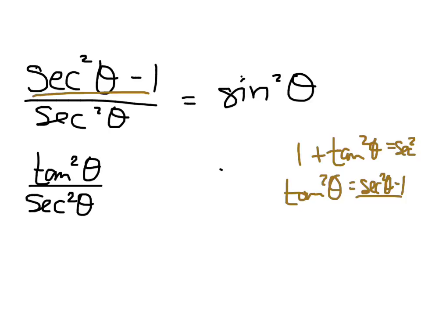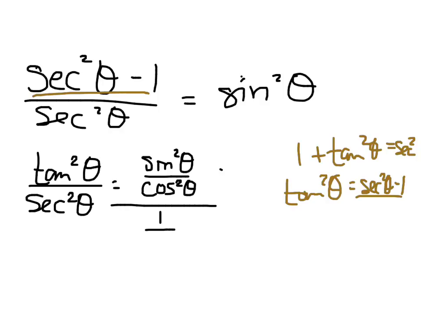What was the tangent equal to, according to the cotangent and tangent identities that I gave you? Sine over cosine. So I'm going to replace that with the sine squared of theta over the cosine squared of theta. And what's the secant according to the reciprocal identity? 1 over cosine. And I'm going to have squared there because they're all squared still.